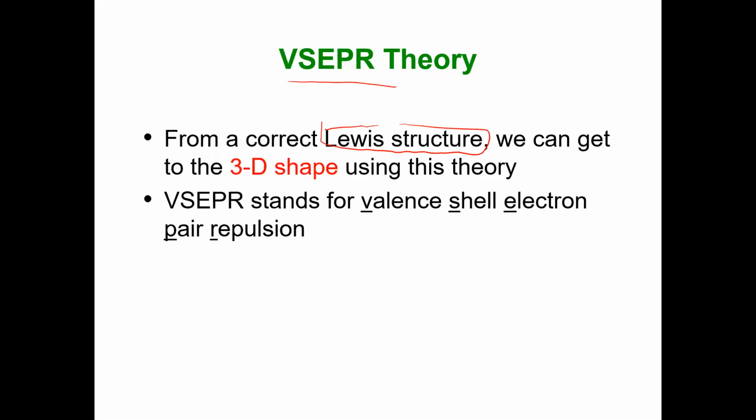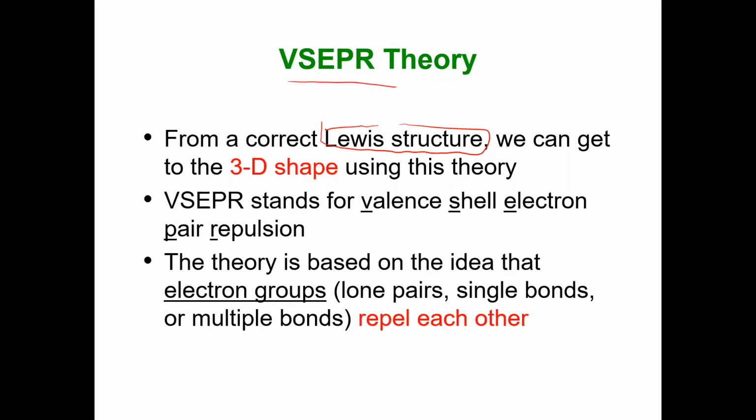Valence shell. Well, the valence shell, the outer shell, is where we see electrons being either completely transferred or shared in forming both ionic and covalent bonds. Electron pair. We know that bonds are shared pairs and lone pairs are unshared pairs, and they come in pairs. Repulsion, because electrons are negatively charged, they repel each other. And they want to spread out as much as they can in these orbitals.